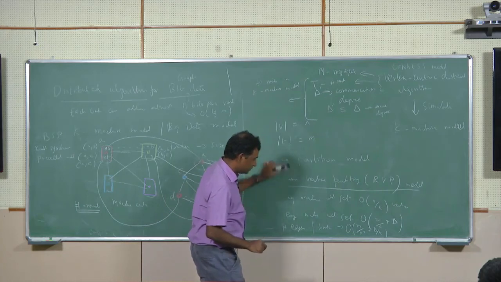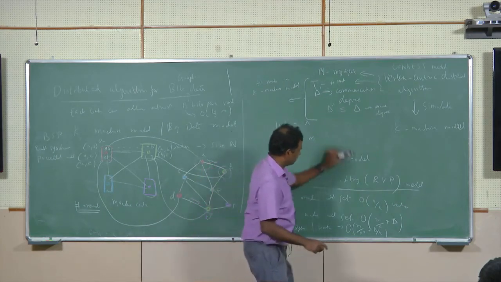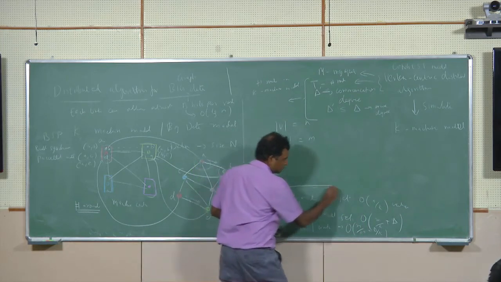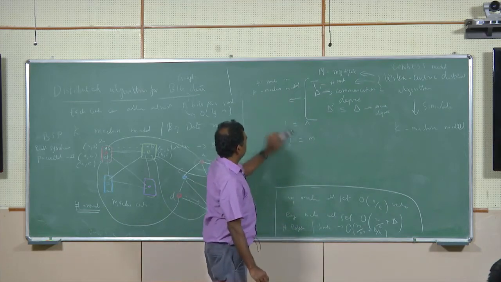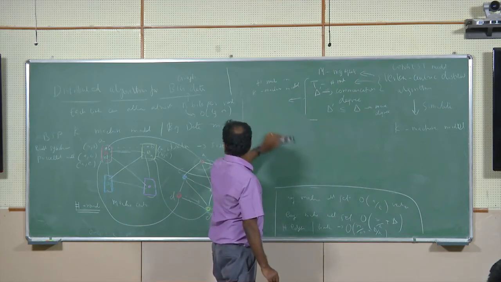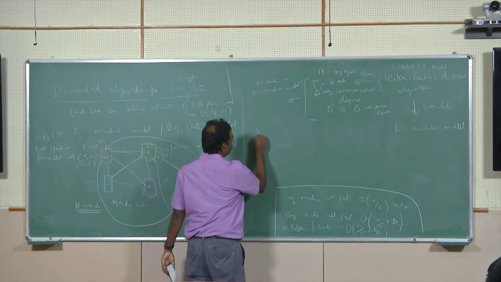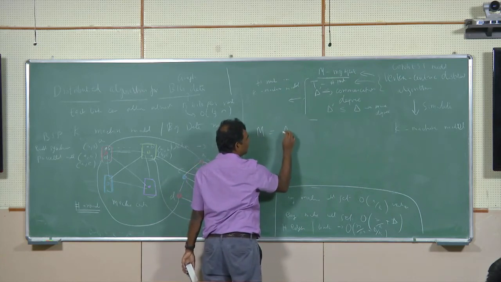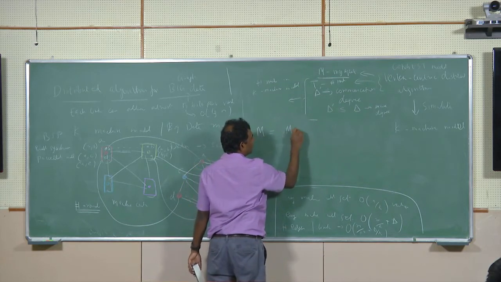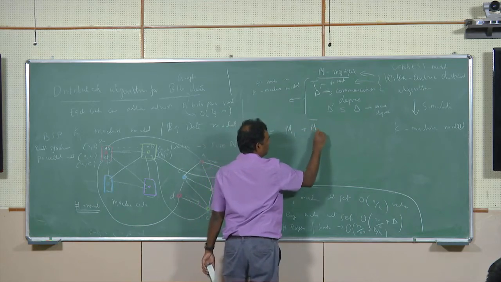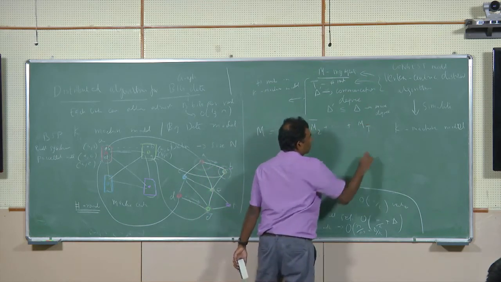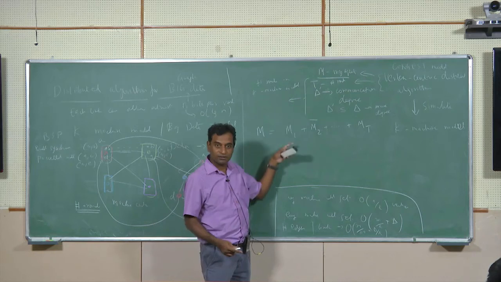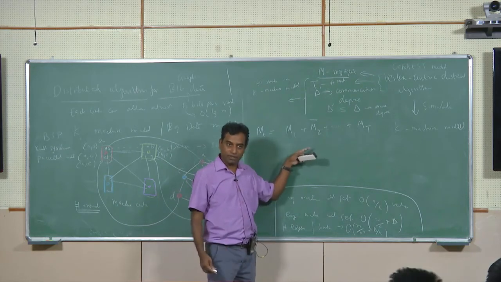Let me erase this. Let's keep this because it's important. So assume this n and m is clear, right? So m is the total message complexity, right? So let me split this as follows. This is the messages sent by the algorithm in round 1. There are only t rounds. This is because message complexity is the total messages over all the rounds.